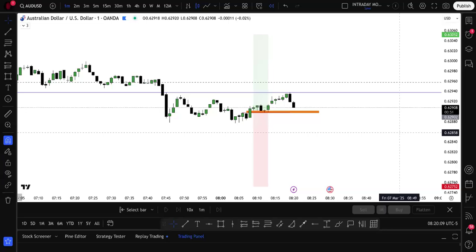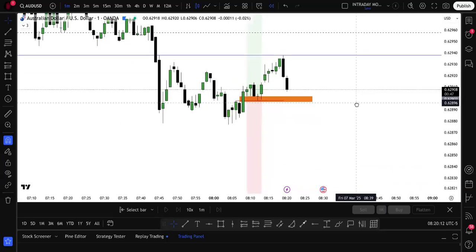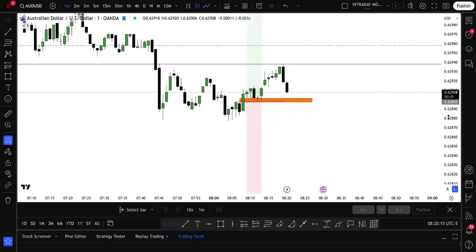Let's see how it retests this level. Just watching it, just trying to study price action. Sometimes you don't got to say too much. Just watch the market, right? Just watch the market, see how it plays out.